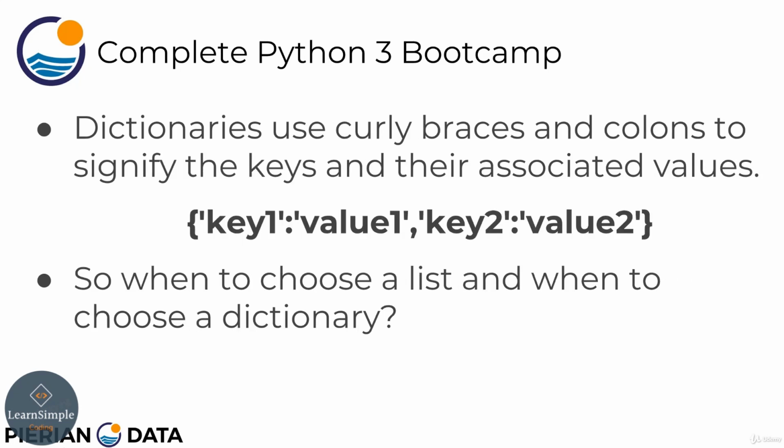And the dictionary syntax uses curly braces and colons to signify the relationships between a key and its associated values. So here we can see the curly braces, and then we have the string key, so key 1, then a colon, and then whatever value is associated with that. In this case, we just have a string called value 1, and then we have a comma for the next key-value pair.